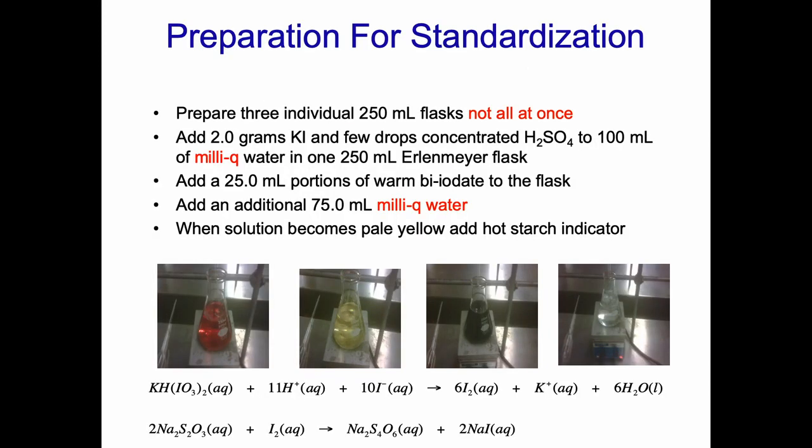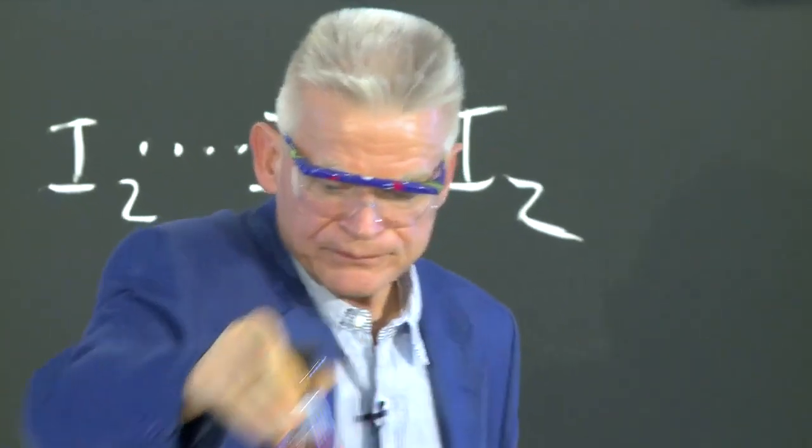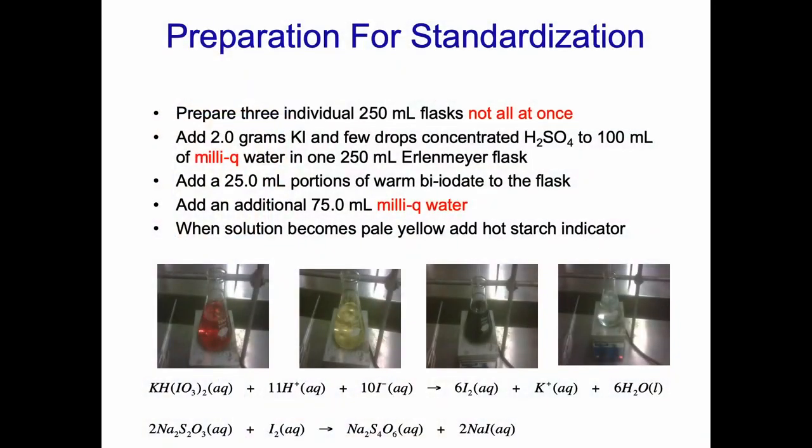So for your standardization, pretty simple. You're going to go through and just follow these steps. The TAs will go through this with you, very simple. You're going to start off with probably something like this, kind of like a reddish solution. And then you're going to start adding your thiosulfate, right? And gradually, you're titrating the iodine in this solution to iodide. So here you got a more yellow solution.